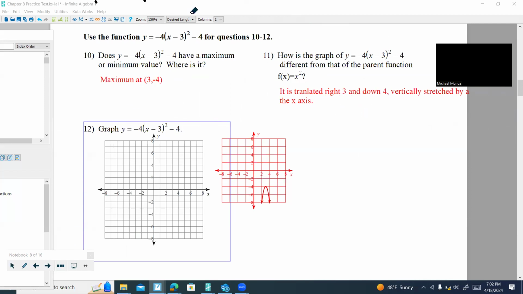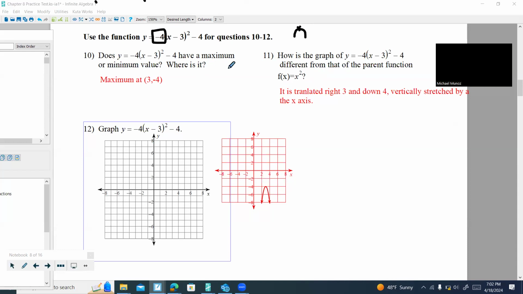So next ones, it says use this equation for questions 10 through 12 and tell whether there's a maximum or minimum. Since this is negative right here, that tells me it's going to open downward, so it's going to have a maximum.